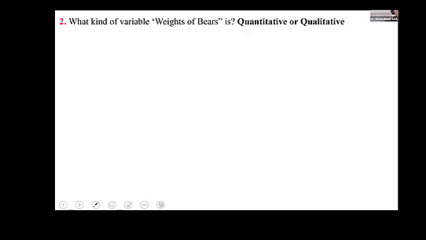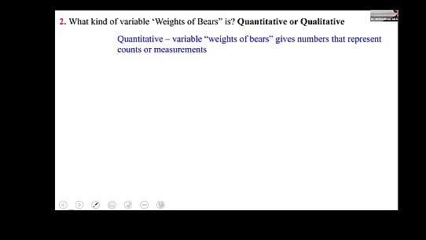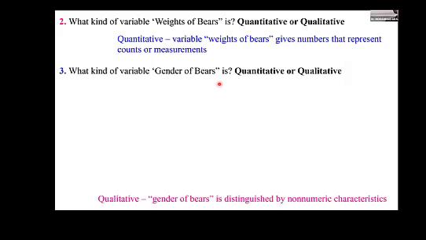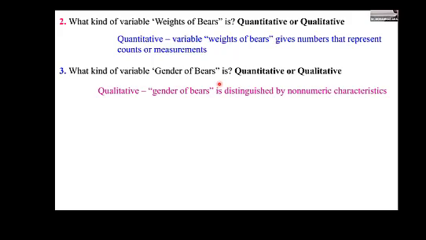What kind of variable is weights of bears? Quantitative or qualitative? It's a quantitative variable. Basically, it gives numbers that represent count or measurement. What about gender? That's qualitative. It's distinguished by non-numeric characteristics. So weights versus gender.